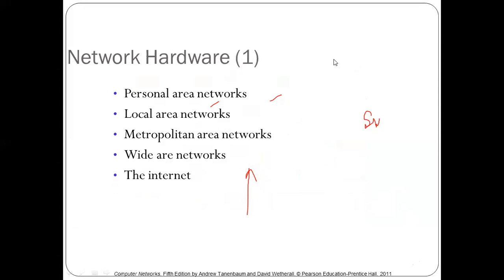Now moving to the next part of the chapter, which talks about network hardware, in which we are going to look into PAN, which is personal area network, local area network, metropolitan area network, wide area network, and the internet, right? So we will see one by one with the help of examples, and if you have any doubt, you can raise your hand, right?